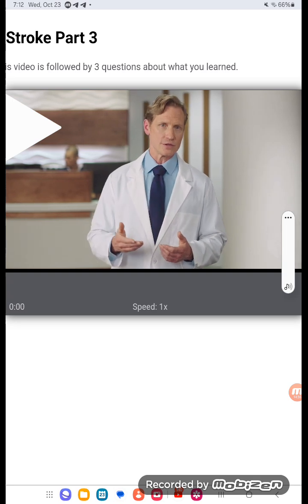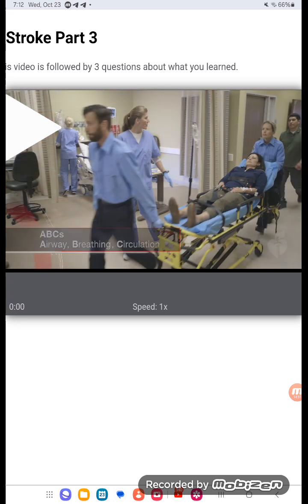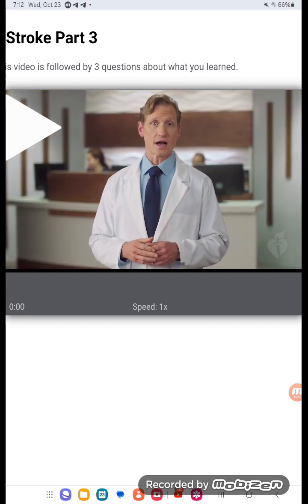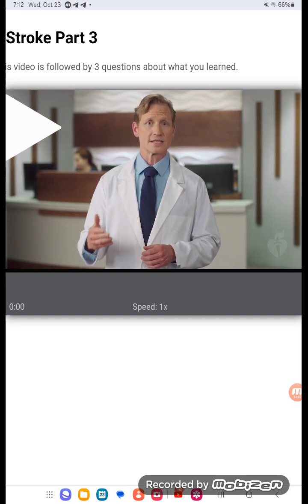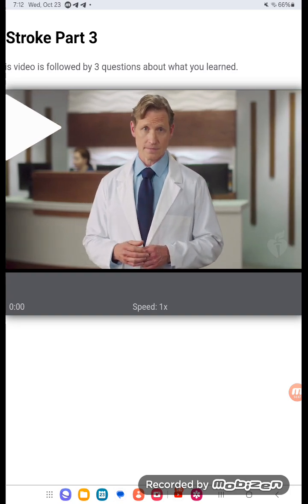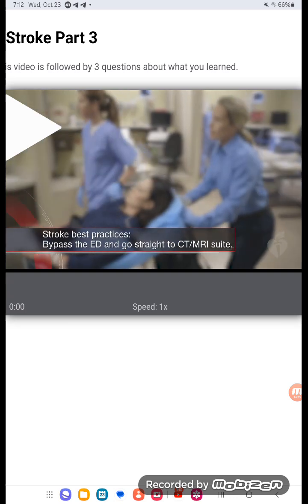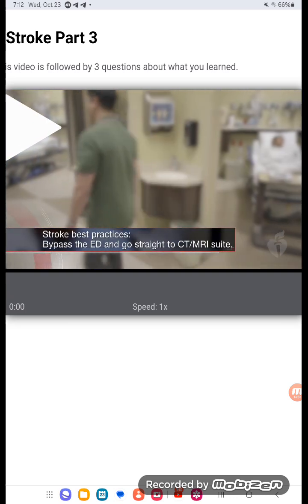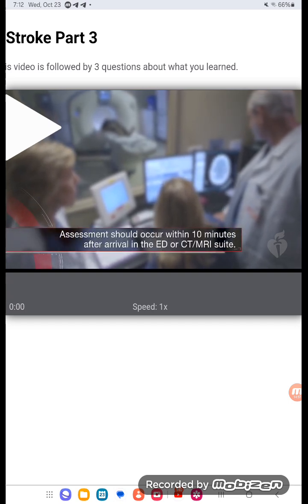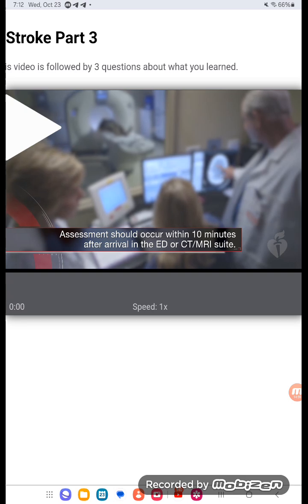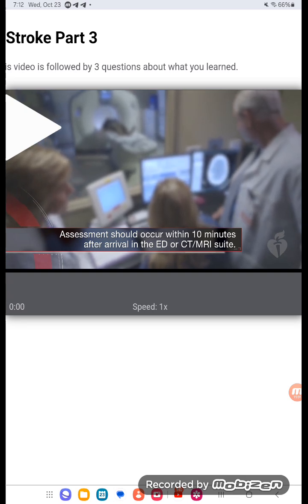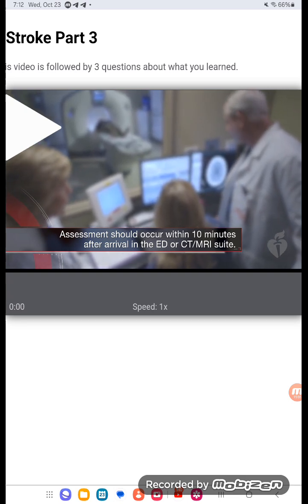The initial evaluation should include assessment of the patient's ABCs: airway, breathing, and circulation. Hospital personnel should administer oxygen if the patient becomes hypoxemic while en route. It is best practice to bypass the ED and take the patient straight to the CT or MRI suite. Hospital personnel should assess a patient with a suspected stroke within 10 minutes after the patient's arrival in the ED, CT suite, or MRI suite.